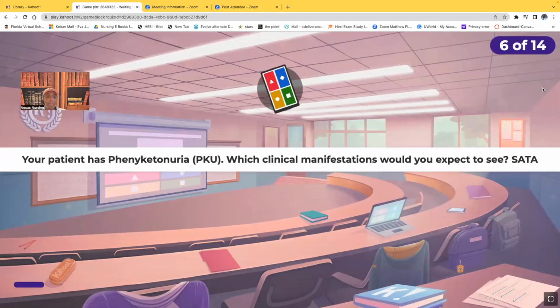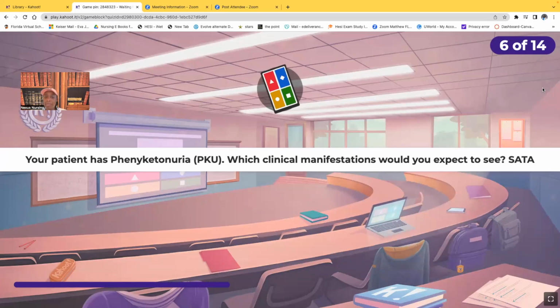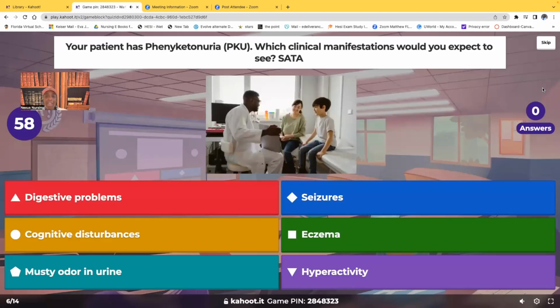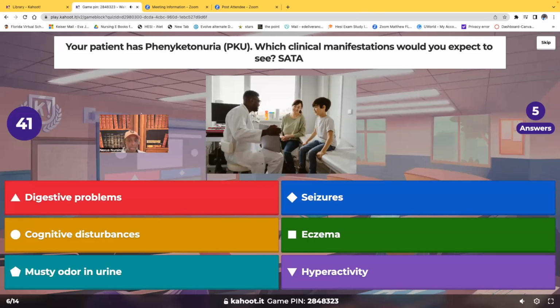Select all that apply. Your patient has PKU. I'm not going to try to pronounce that word, but you see it, PKU. Which clinical manifestations would you expect to see? Here are your choices: digestive problems, seizures, cognitive disturbances, eczema, musty odor in the urine, hyperactivity. Which symptoms would you expect to see?